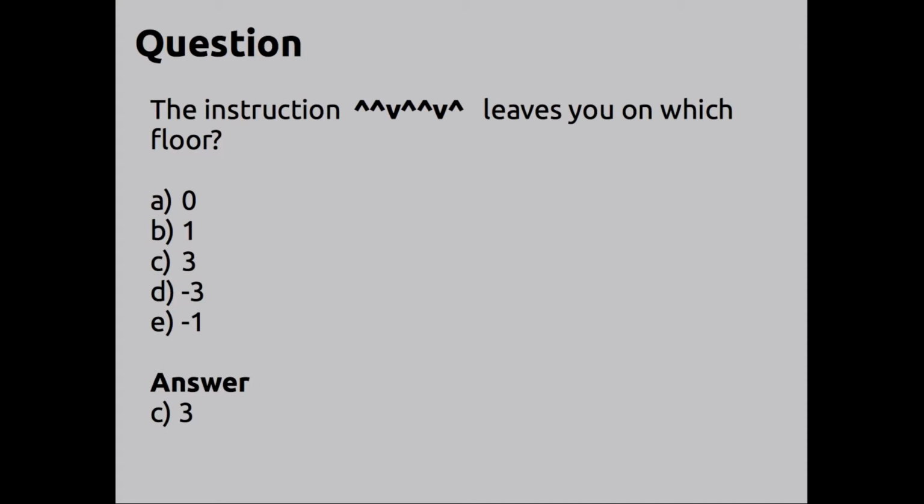The answer is 3. Up, up takes you from floor 0 to floor 2, down takes you to 1, up takes you to 3, down takes you to 2, and up takes you back up to 3. These rules are pretty simple and easy enough to follow by hand.